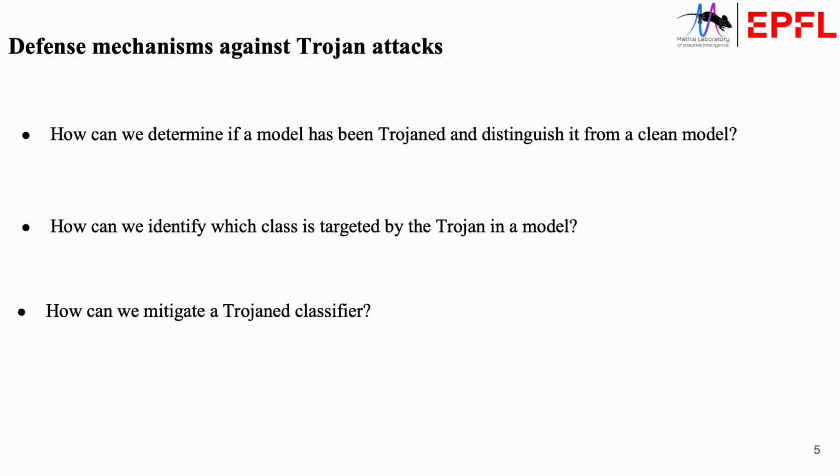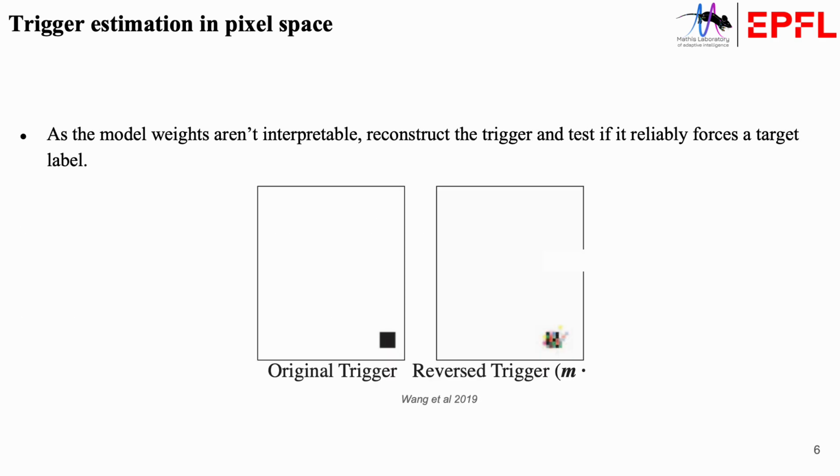Defense approaches seek to counter Trojan attacks by determining whether a model is Trojan, identifying the targeted class, and mitigating the Trojan if present. Because model weights are not interpretable, a common approach is to reverse engineer the triggers by optimizing in pixel space to reconstruct and estimate the triggers.